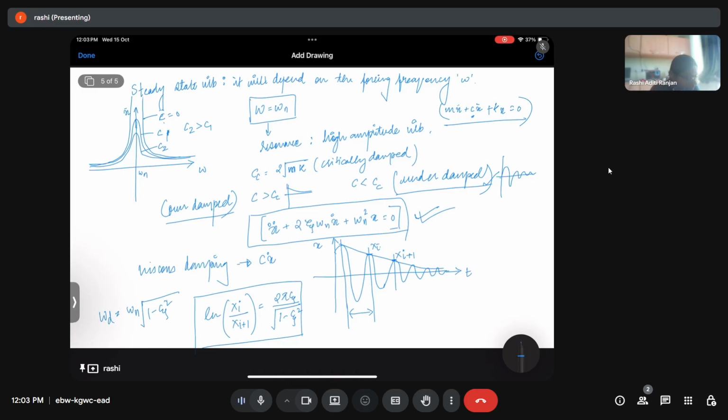If my eta is very, very smaller than 1, then ln of xi by xi plus 1 is going to be 2 pi eta, because this is for a case when eta is very small. Anyways, you can go into the assumption, but I would suggest that now we have enhanced techniques, we have MATLAB, we have a scientific calculator. So this is a better option. We can just solve it using MATLAB or anything. It is very easy.